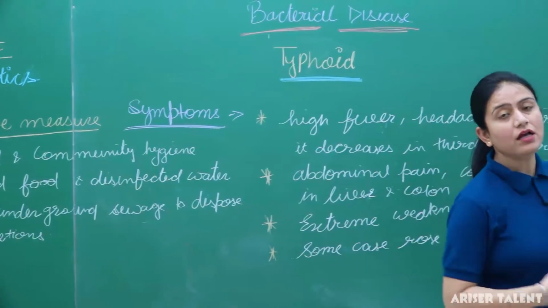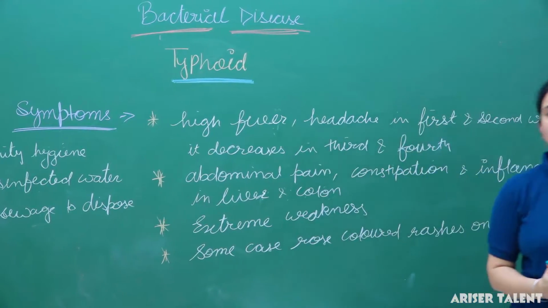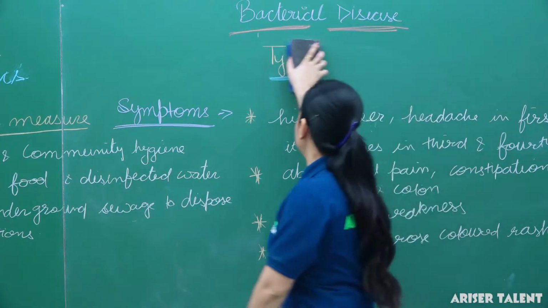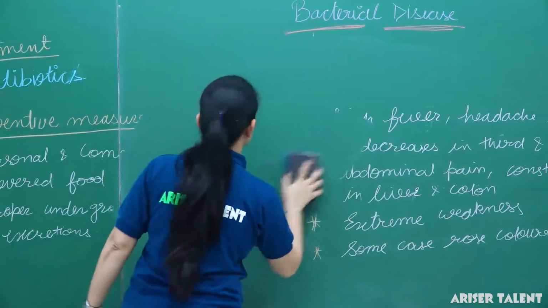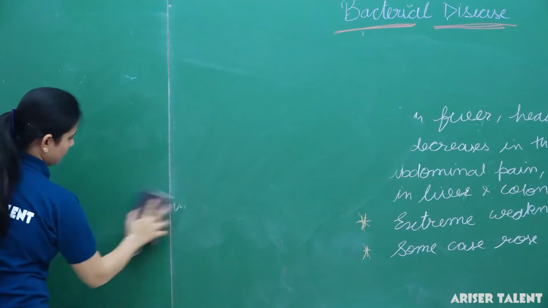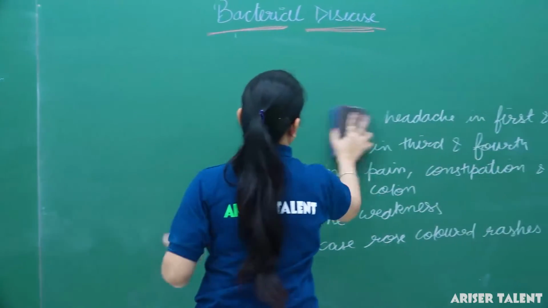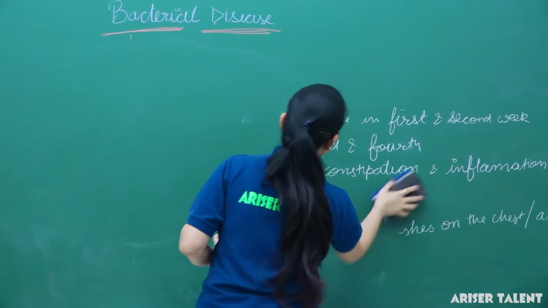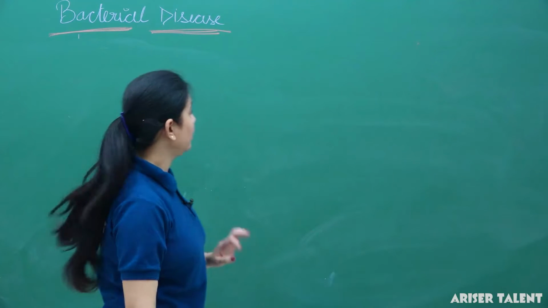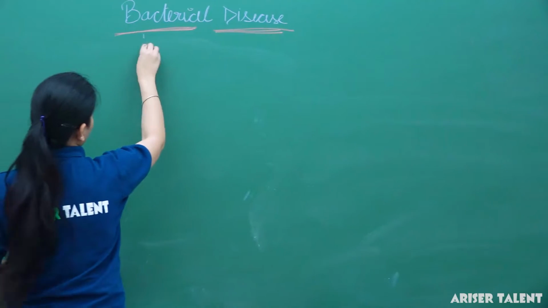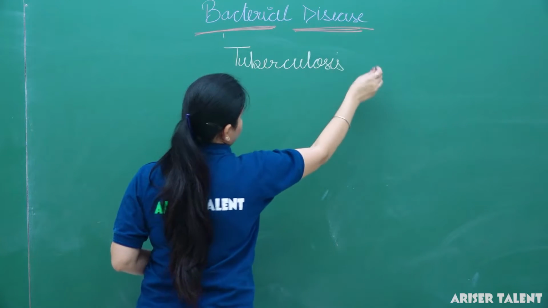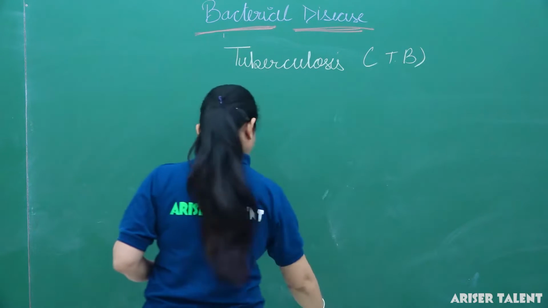Now next we will discuss the next bacterial disease, that is tuberculosis, or TB. Generally known as TB, it is a severe disease. Generally, 500,000 people die from this disease. Now you can understand how severe it is.